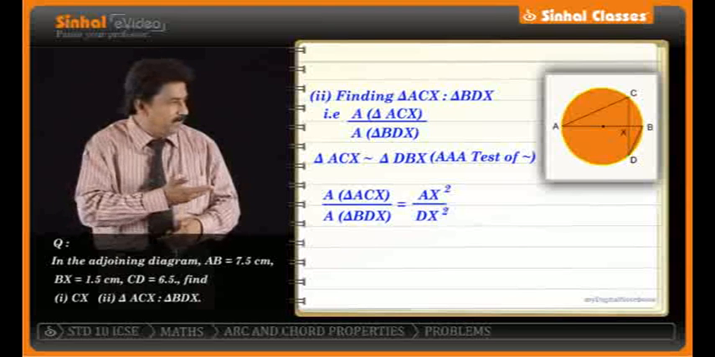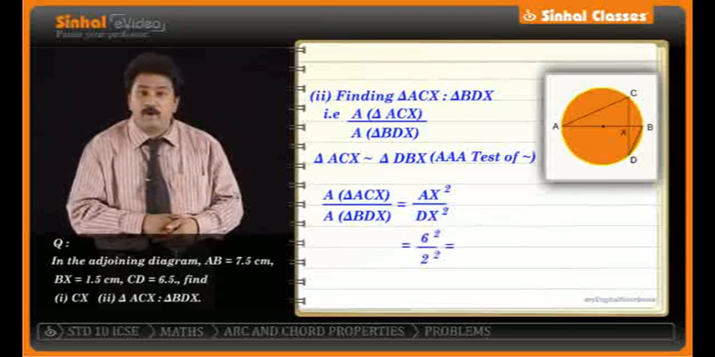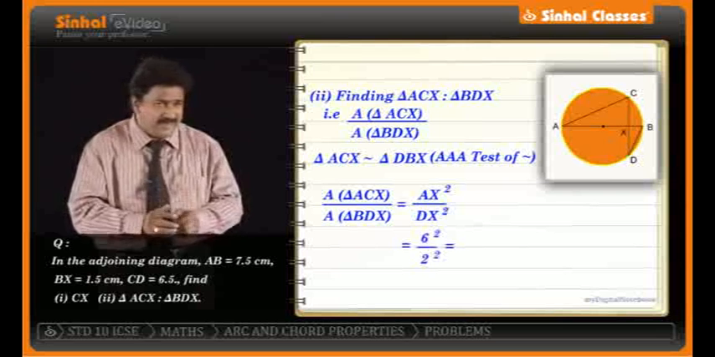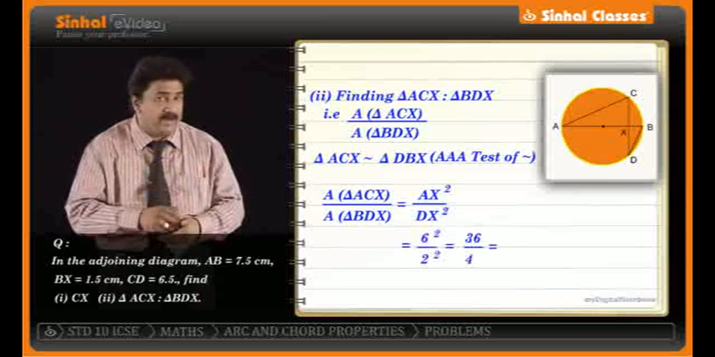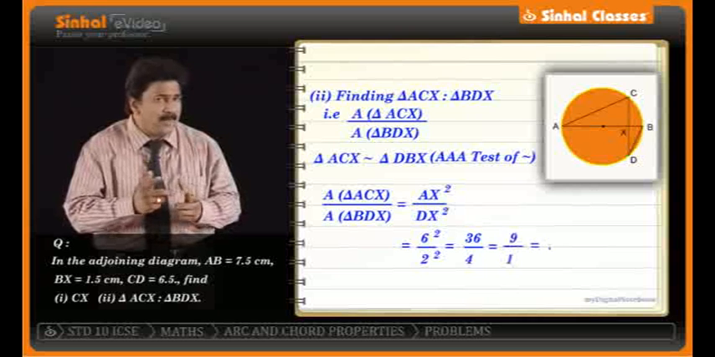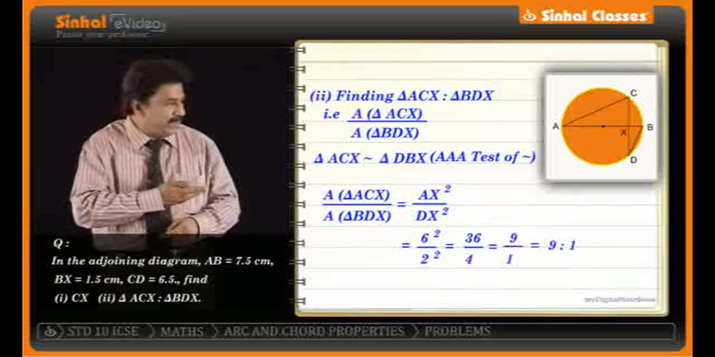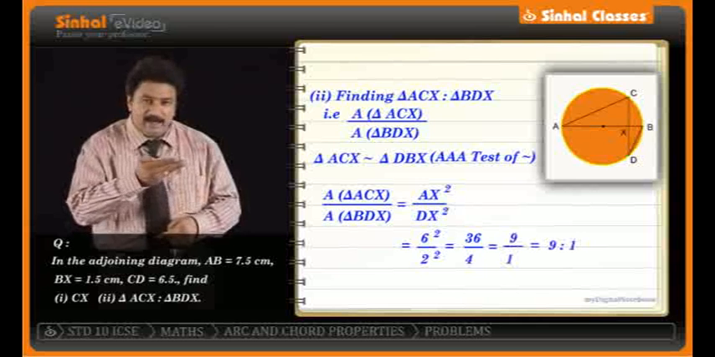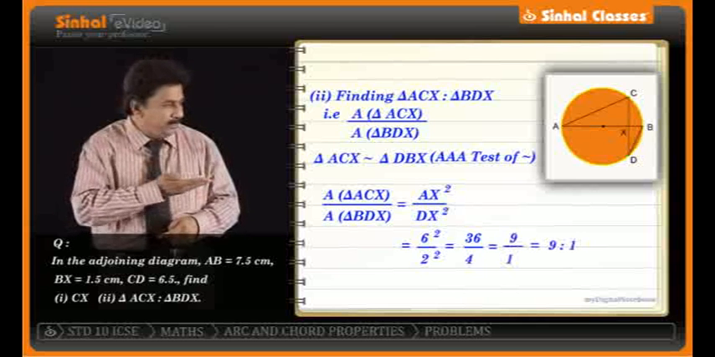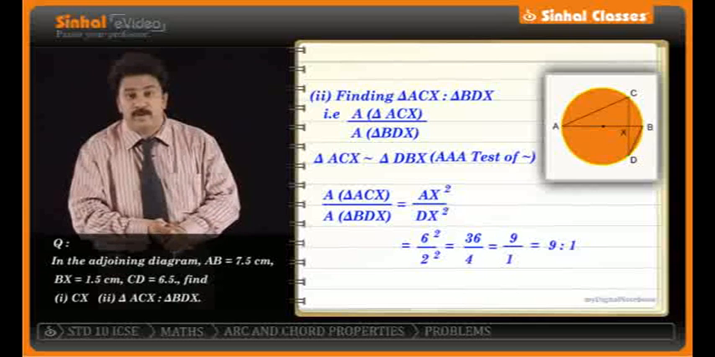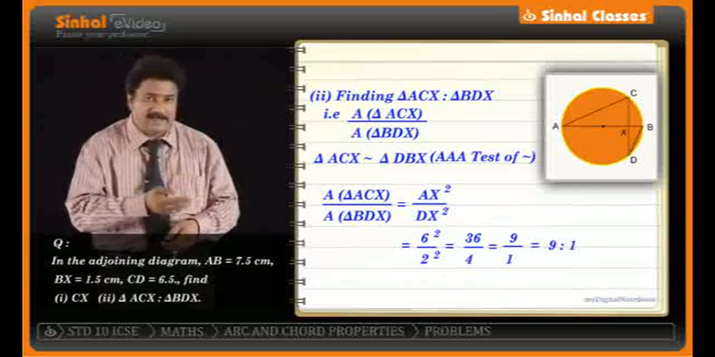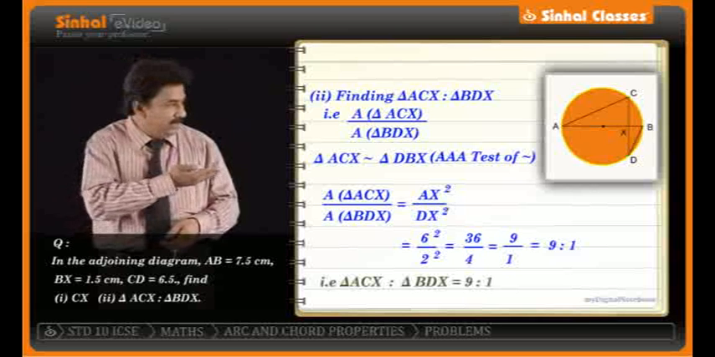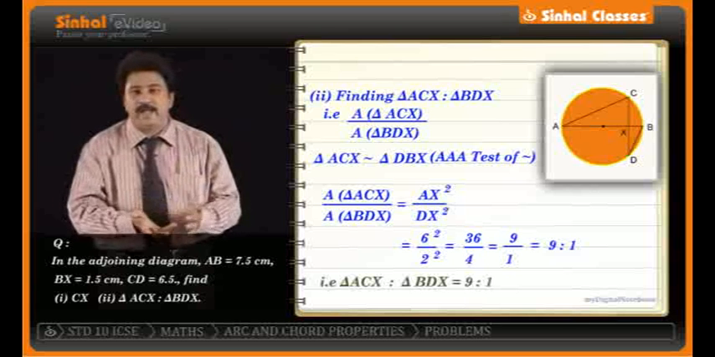Square. That is nothing but 6 square upon 2 square. That is 36 upon 4. After further simplification, what do I get? 9 upon 1. So I got my answer. What is the answer? Area of triangle ACX is to area of triangle BDX is 9:1. Or in other words, I can say that triangle ACX is to triangle BDX is equal to 9:1. And the sum gets over.